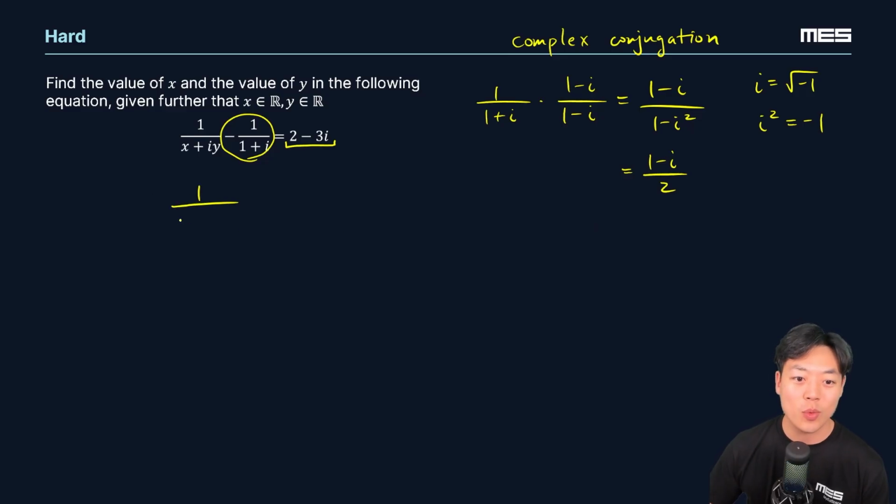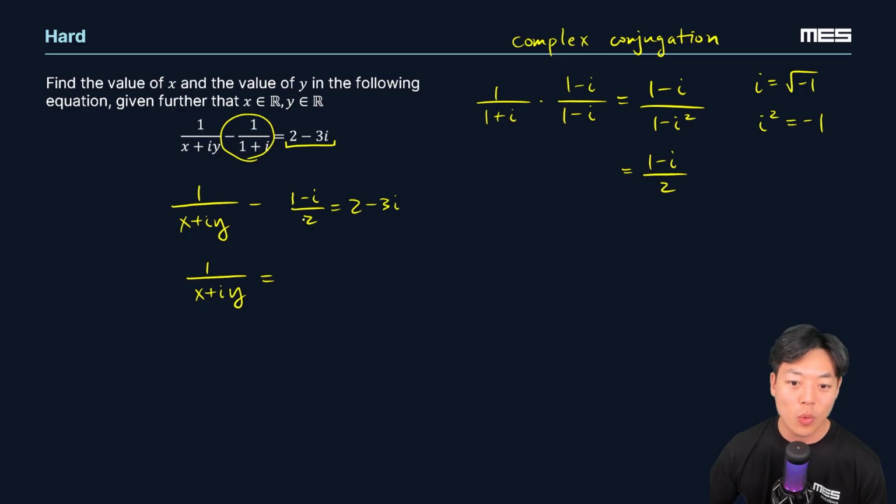So what we have now is 1 over x plus iy minus (1 minus i) over 2 is equal to 2 minus 3i. If we added this to both sides, I would get 1 over x plus iy is now equal to 2 plus 1 half, which is 5 halves now, and negative 3i plus i over 2, which will be 7 over 2i. If I were to do this on the side here, basically 2 became 4 over 2, negative 3i became negative 6i over 2, and I added a 1 half and an i over 2. And that's how we got this right here.